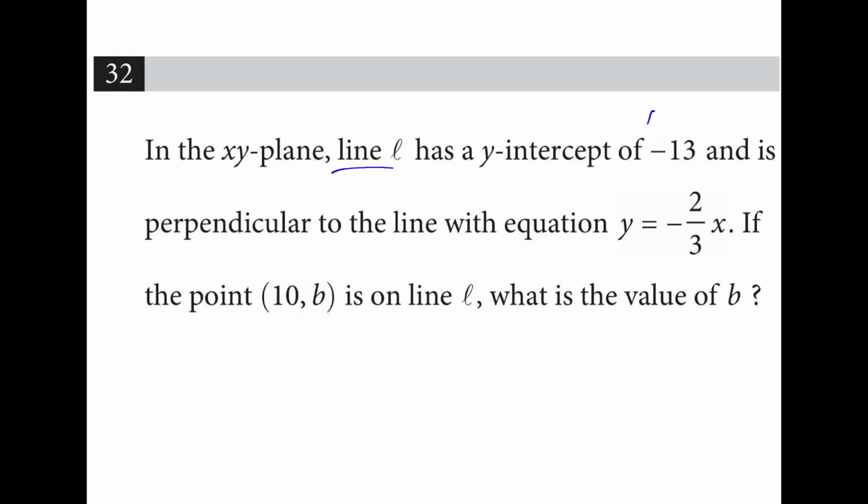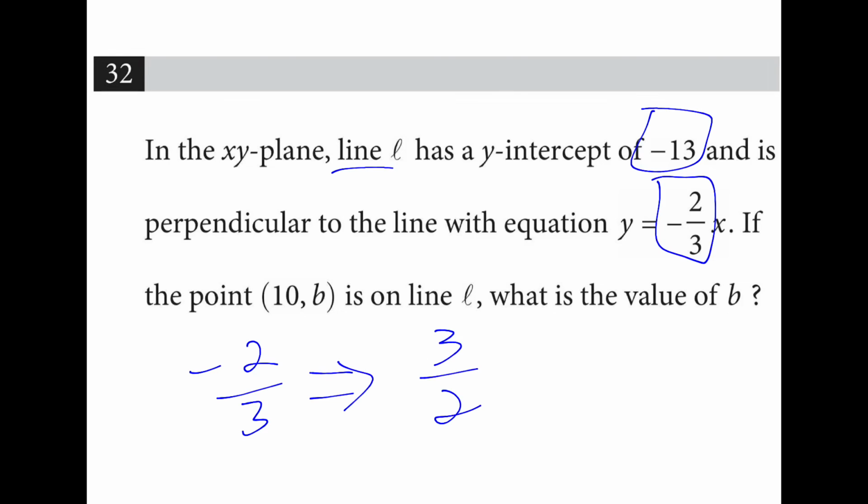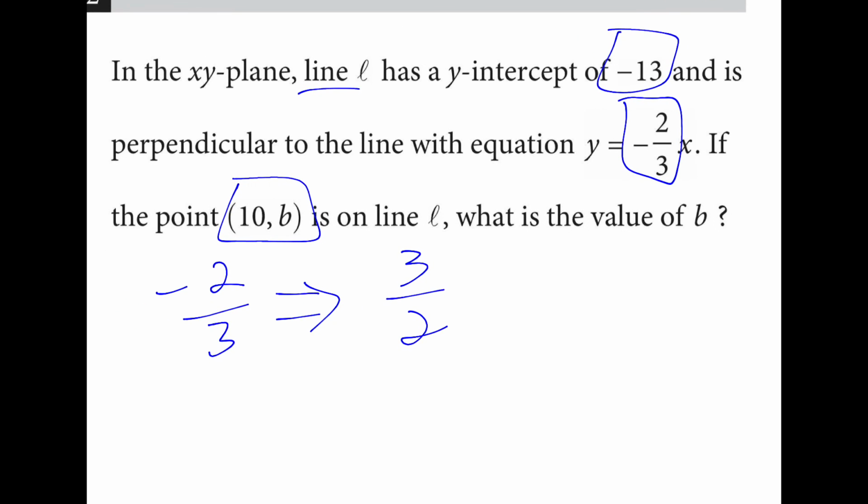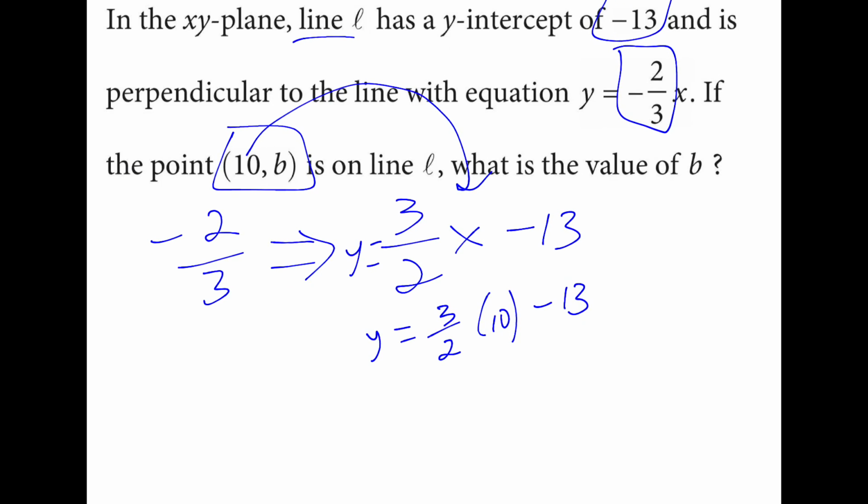Line L has an intercept of negative 13, and it's perpendicular to the line with this equation. So I'm going to take negative 2/3, I'm going to flip it and make it opposite. So my new slope is 3/2. And I want to know if the point (10, b) is on this line, what's the value of b? It turns out the intercept and the slope can be used to build the equation. y is equal to 3/2 x minus 13. If I plug in a 10, I have y is equal to 3/2 times 10 minus 13. So y is equal to 30/2 minus 13, or 15 minus 13, and the answer is 2.